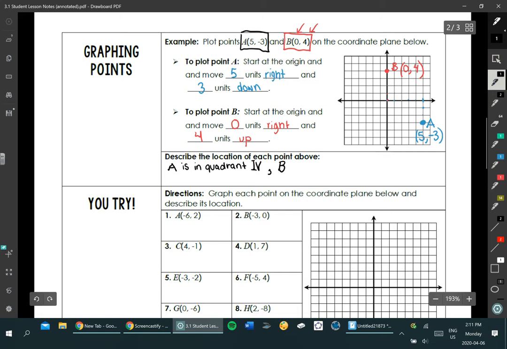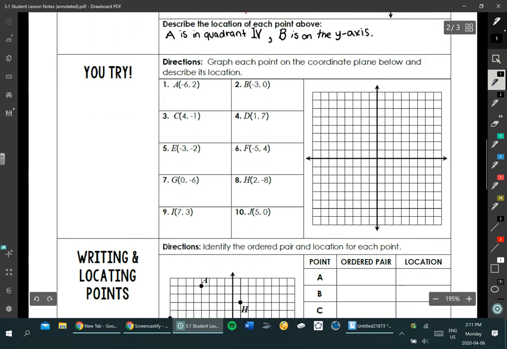B is not in one of the quadrants. It's right between two. So instead of saying B is in a quadrant, we say B is on the y-axis, because it is. It's located on the y-axis. Good.